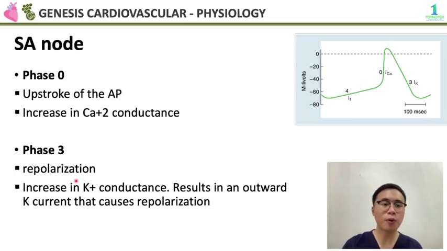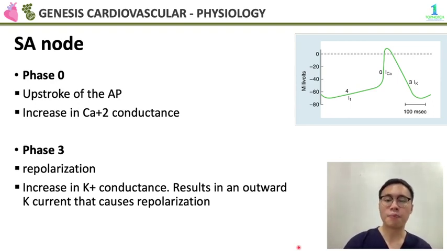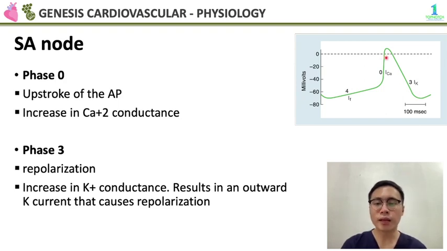Phase 3 is repolarization brought about by the increase in potassium conductance. Okay? So, this will bring about an outward potassium current that causes repolarization. And what can you say? Comment. Pareho ba to o magkaiba dun sa kanina na pinakita natin? It's the same. Diba? Basically, in phase 3, you bring it back towards the potassium equilibrium potential. You make it more negative. Okay? Tapos, babalik na naman siya. So, sa phase 4 na naman siya, unti-unti na naman.